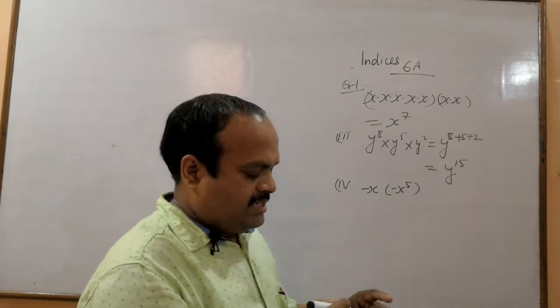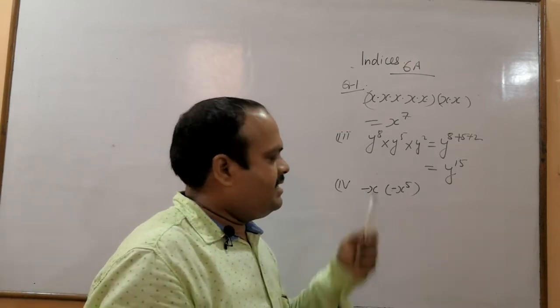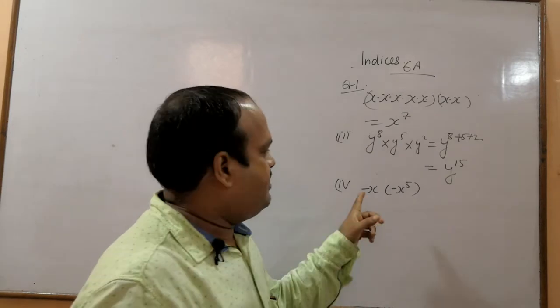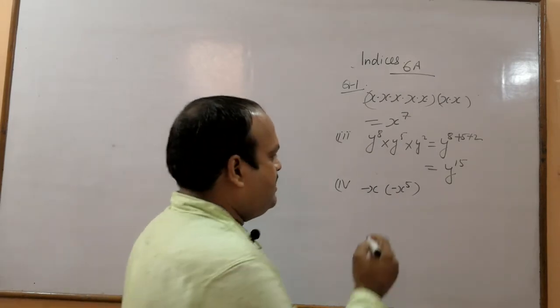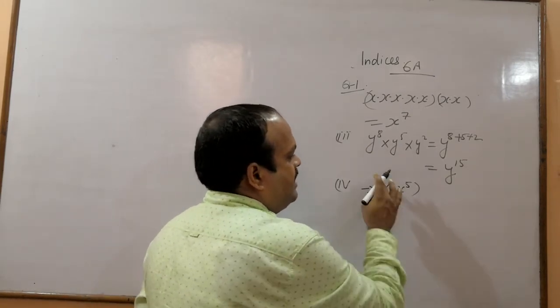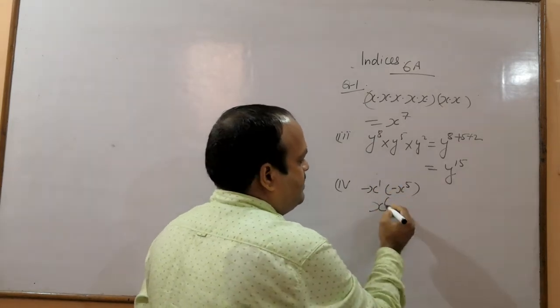Okay, so this is minus x, minus and minus, negative negative. When you multiply, you will get positive. So plus x and the powers will be added. 1 plus 5, 6.